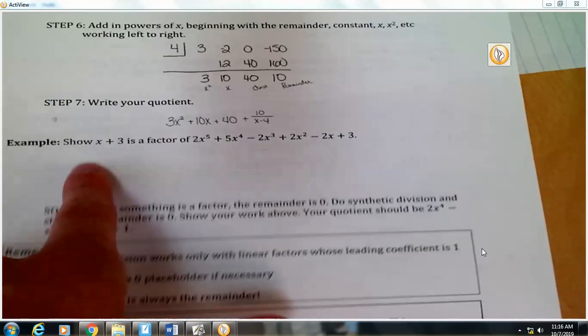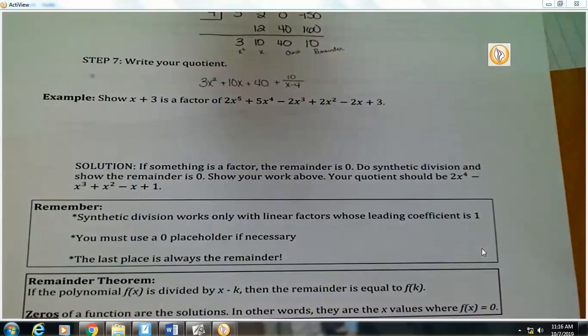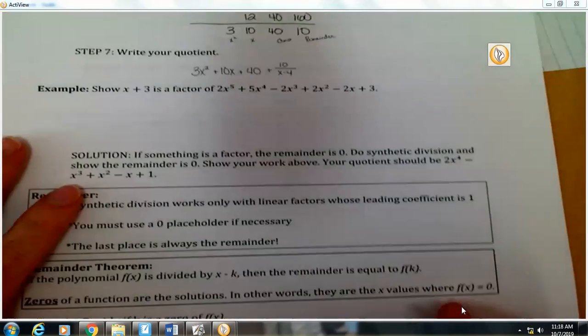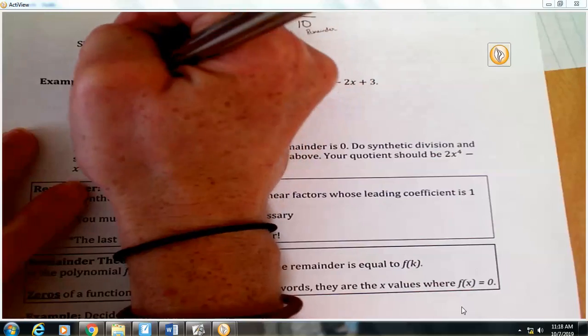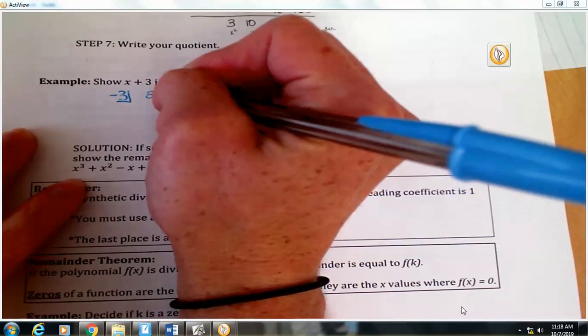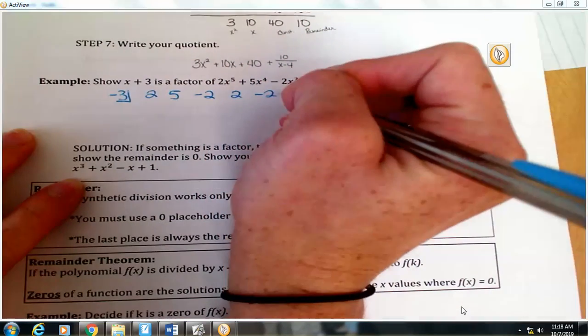Okay, so I would like for you guys to try this example here. Go ahead and set up your synthetic division for that one. So what number goes in the box here? -3. Then your coefficients are 2, 5, -2, 2, -2, and 3.